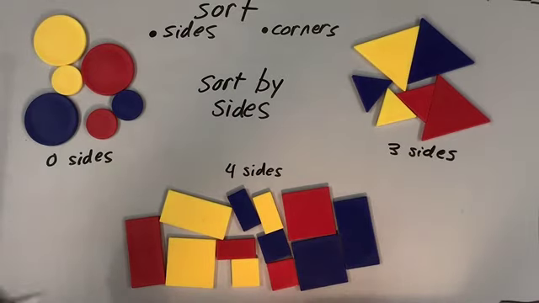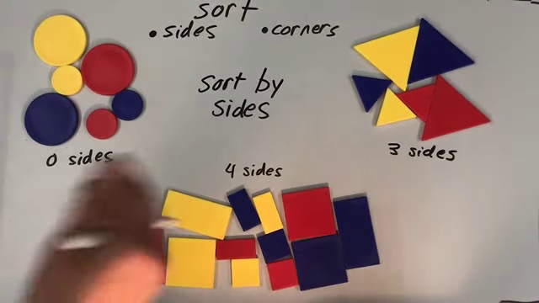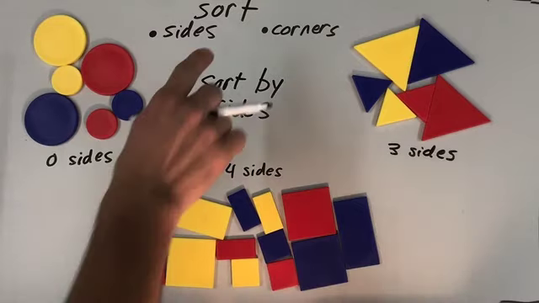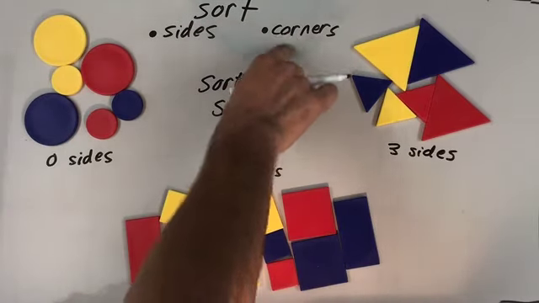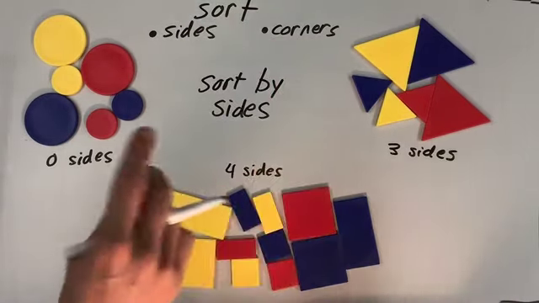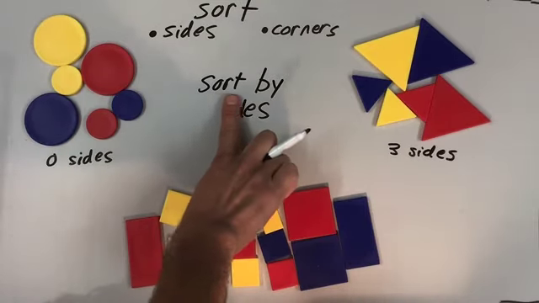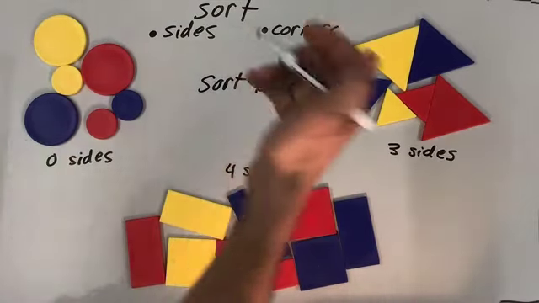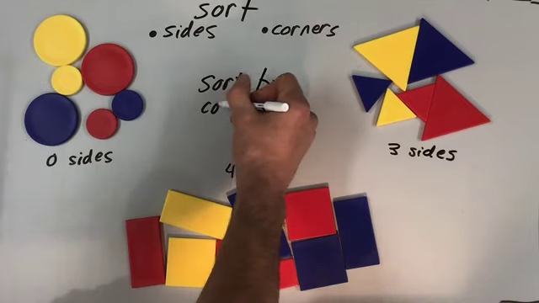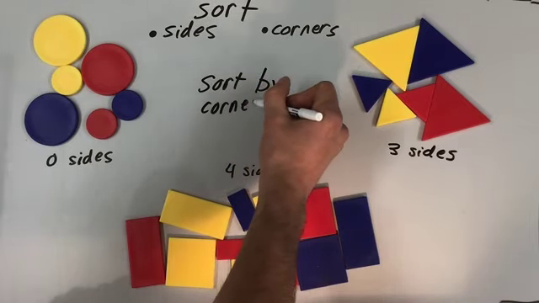Well, the interesting thing about sorting by sides is you can easily switch it and then just sort by corners. So, I'm just going to do this, watch. See you later. Sort by corners.